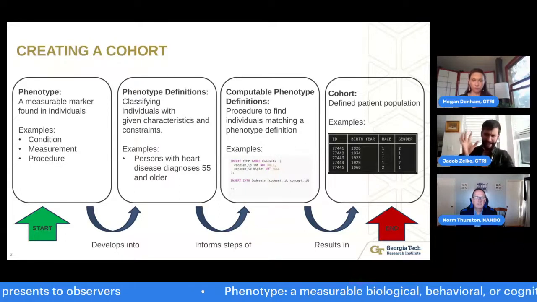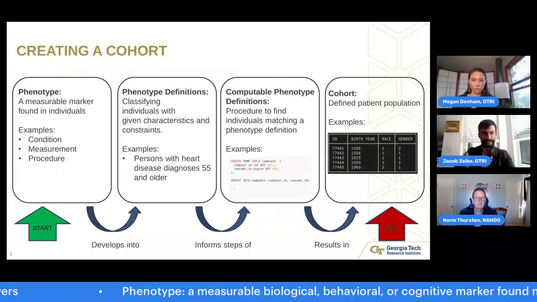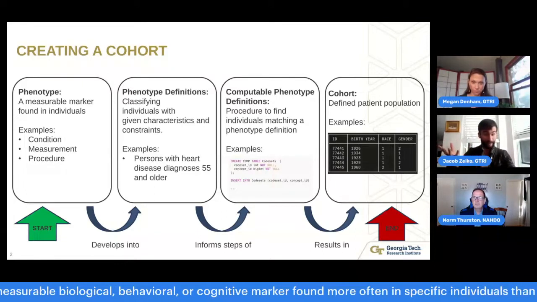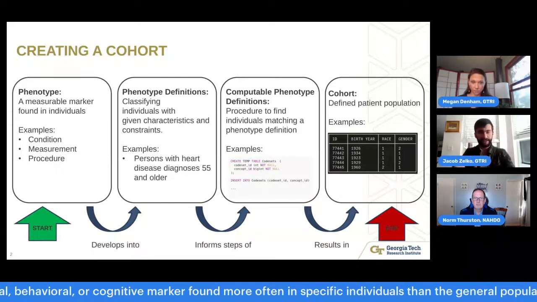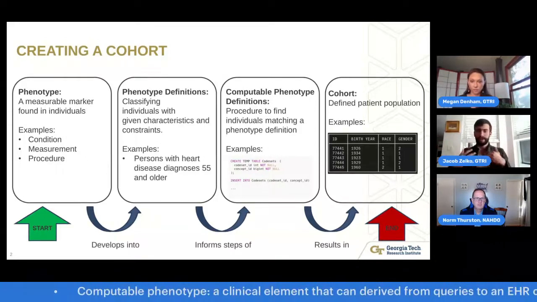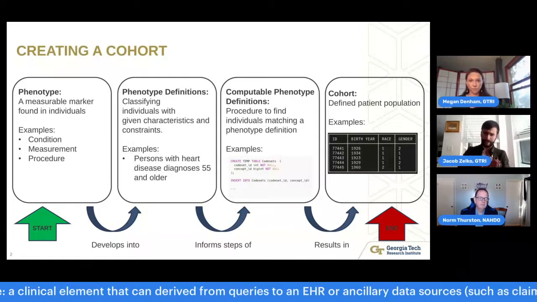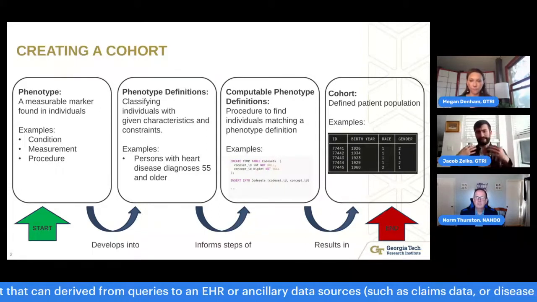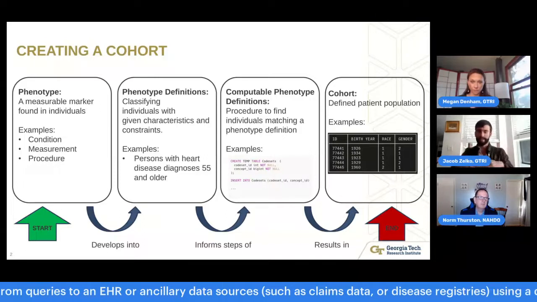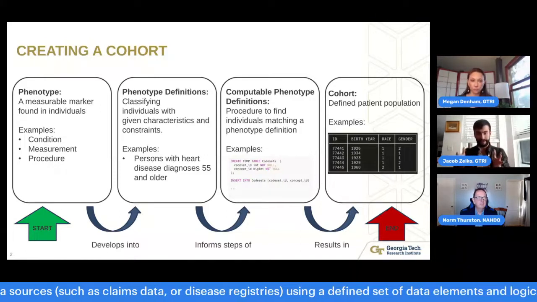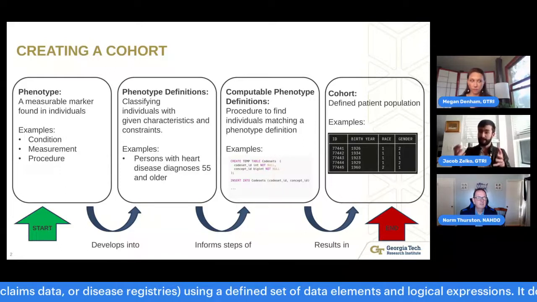So at a high level, you start with defining a phenotype. This can be, in practical terms when we talk about patient populations, things such as conditions, measurements, procedures, and so forth. Anything that we're interested in looking at as a researcher. Moving on from there, we develop what is known as a phenotype definition. These are definitions that classify individuals with these given characteristics, i.e. phenotypes, and other constraints.